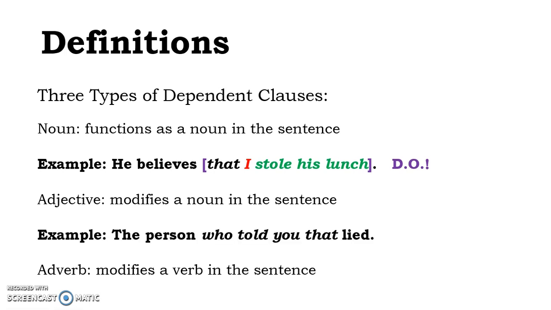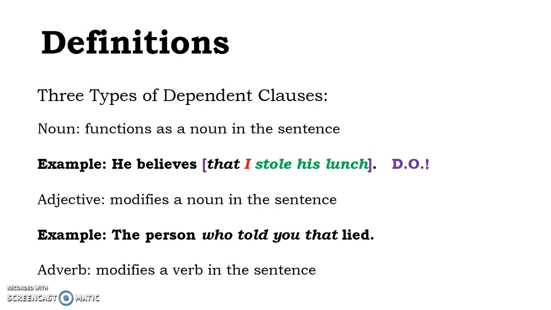Example of an adjective clause. The person who told you that lied. Who told you that? Subject there is that relative pronoun who, and the verb is told, but obviously who told you that couldn't stand on its own, right? Not in the indicative form.